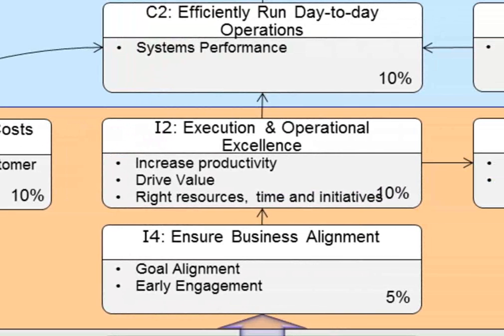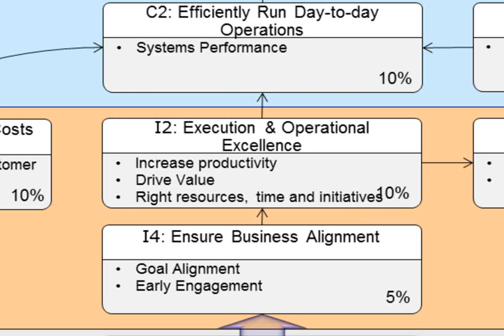Under operational excellence, we're looking at how can we increase productivity. Again, productivity here being a formula, and that same value equation. What can we do to drive value? And then lastly, about our resource allocation. Do we have the right resources at the right place and tasked with the right initiatives?